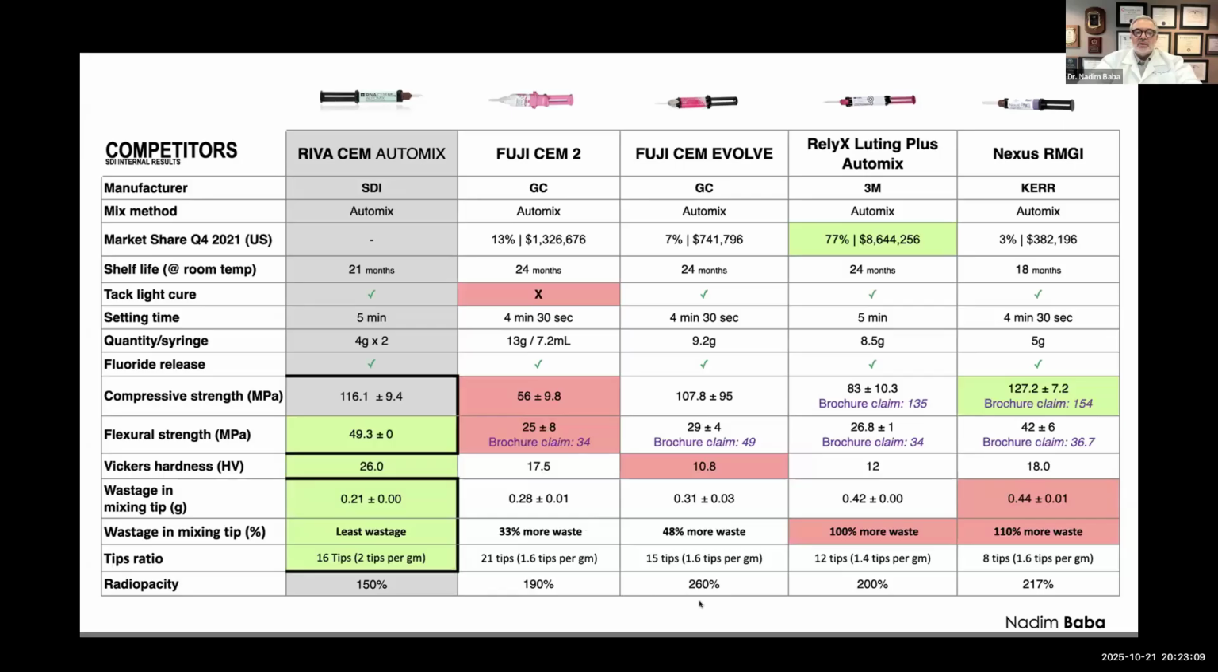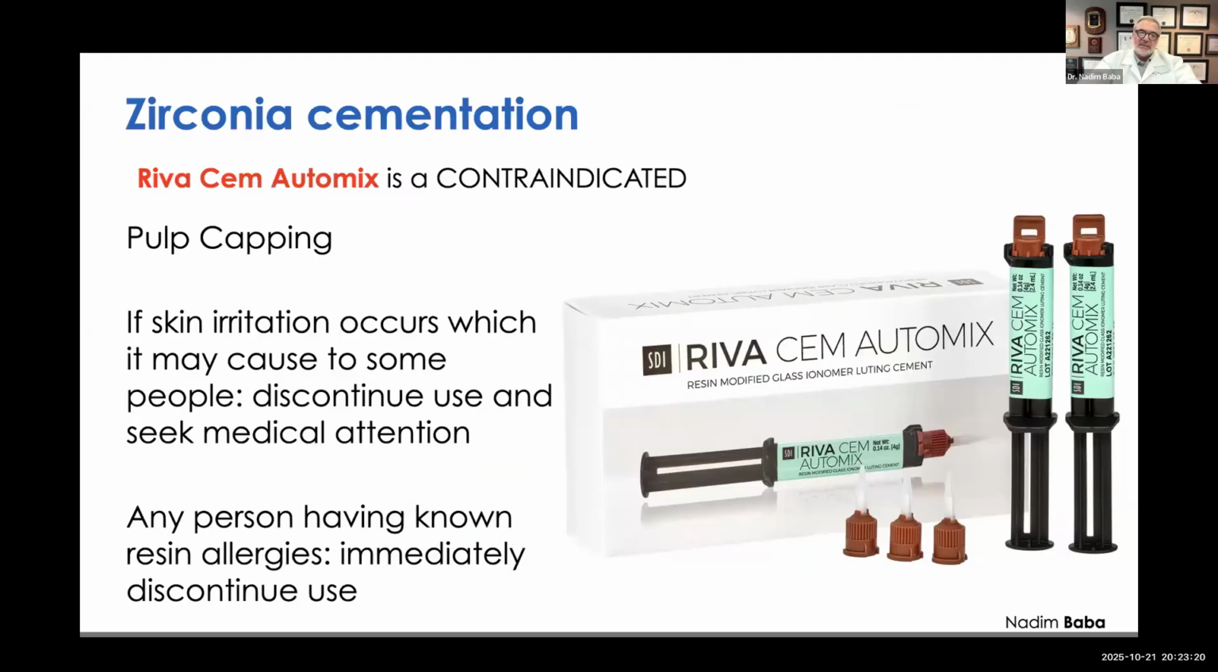There's nothing complicated. You can use the conditioner if you want, just apply it to the tooth, and then clean the entire surface of your crown, apply the cement, and seat it. It is highly contraindicated for pulp capping. If patients have skin irritation, just discontinue and seek medical attention from an allergy specialist. If any patient is known to have allergies to resin, they might tell you, I'm allergic to resin, so just don't use it, or if you use it and you didn't know, just discontinue using it.